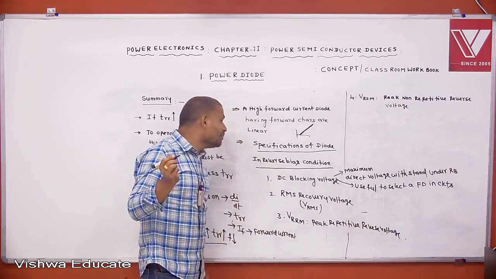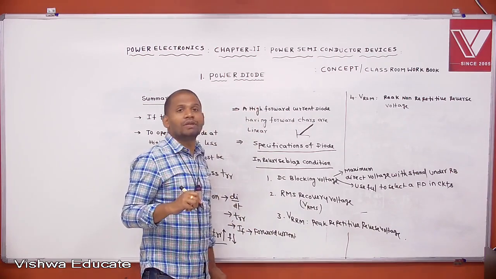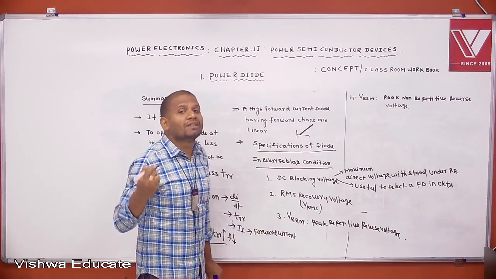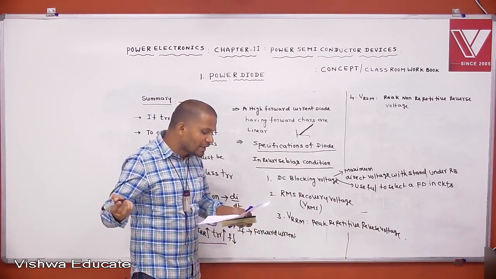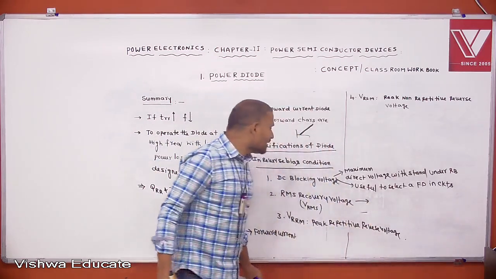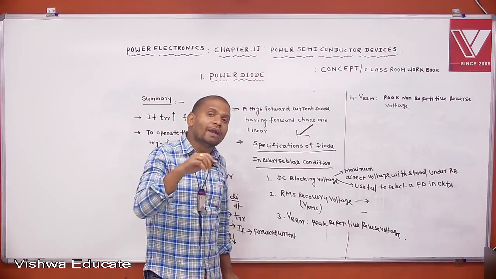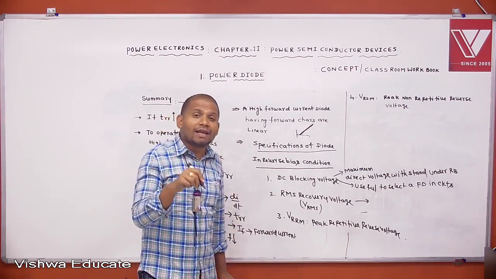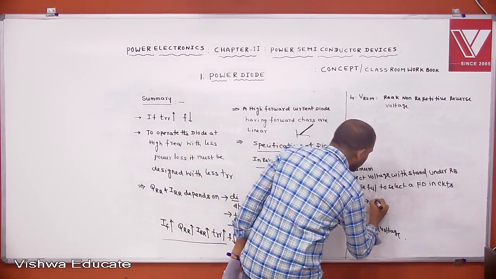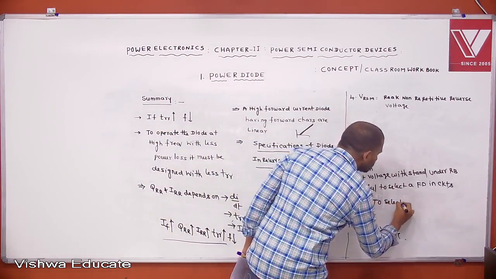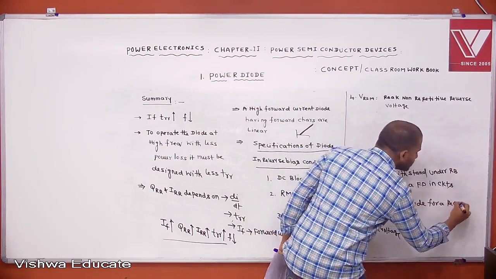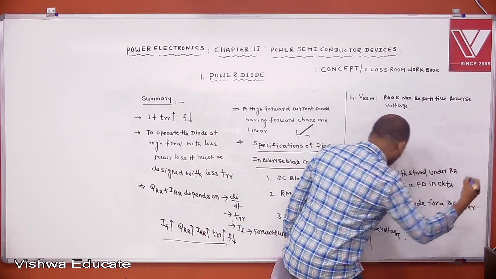Then what is the RMS reverse voltage? This RMS voltage is useful to calculate the power loss and to select a diode for rectifier application. Mainly, we can use it to select a diode for rectifier application.